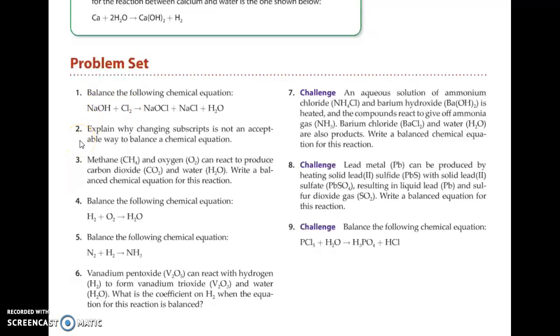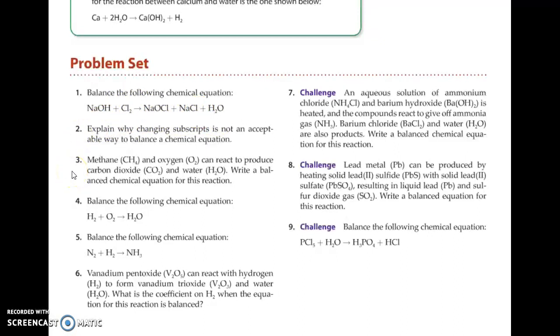Explain why changing subscripts is not an acceptable way to balance a chemical equation. So hit pause, get your answer. The answer is because if I change the subscript, I'm changing the actual compound, which means I'm doing a chemical reaction. So the only way to change subscripts is to create a new compound, which is the chemical reaction.